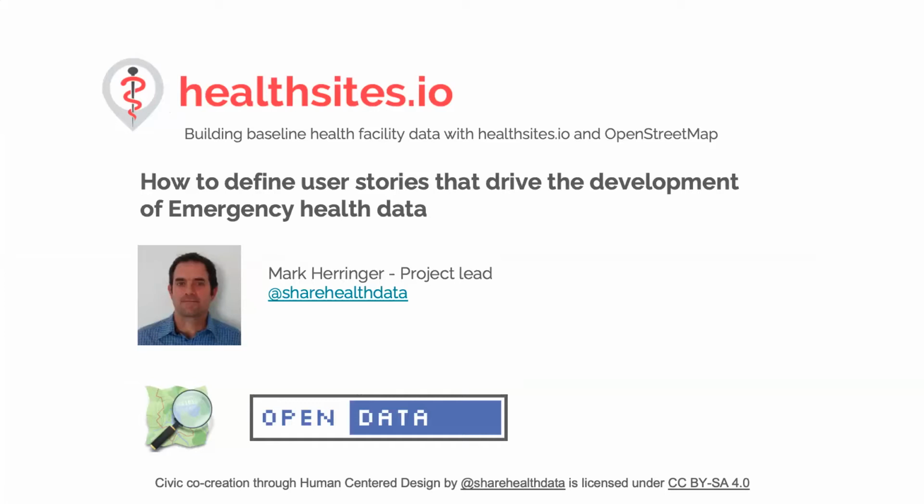Welcome everybody, and it's great to be chatting at the HOT Summit 2020. I'm going to be showing you a method today that we've developed to essentially identify emergency health attributes and how to use this method to guide the work that we're doing to map emergency health data in OpenStreetMap.